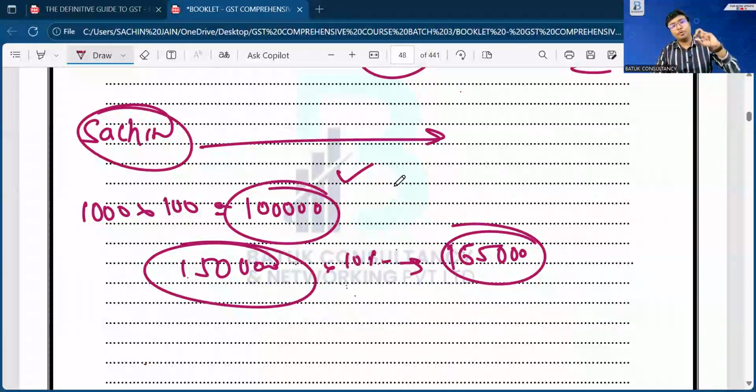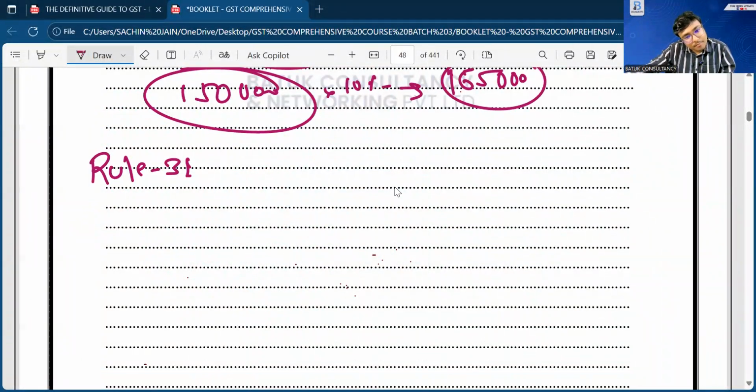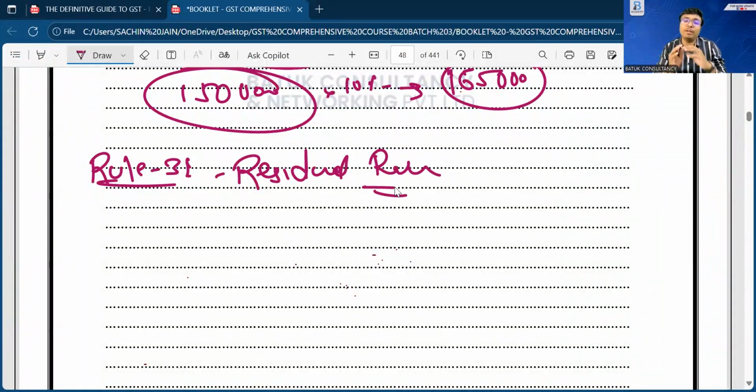Okay. Then after that comes rule number 31, sir. Rule number 31 is a residual rule. In this particular rule, no valuation methodology is given. This rule is saying that you have to decide the value as per the circumstances of the situation and condition. So the normal principle is not applicable; we have to decide according to the situation, and this particular scenario is completely based on the circumstances of the situation.